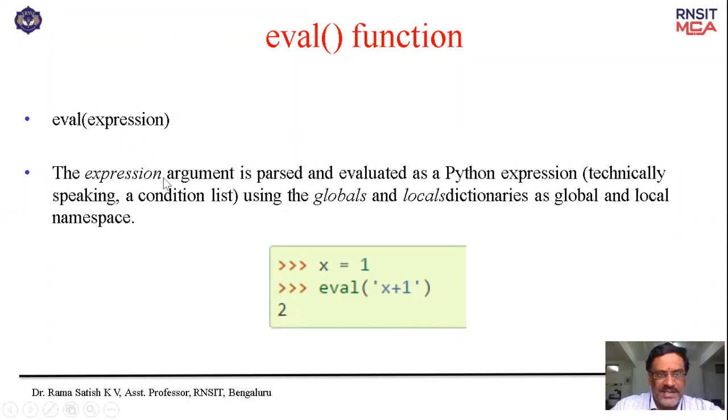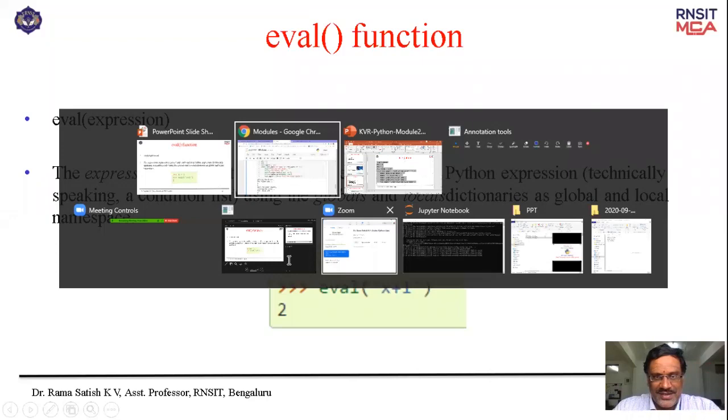The expression argument is parsed, and your computer will check one by one and evaluate it as a Python expression. Technically speaking, it is evaluated using global and local dictionaries. You will come to know what dictionaries and the namespace are. Okay, let me show you that.